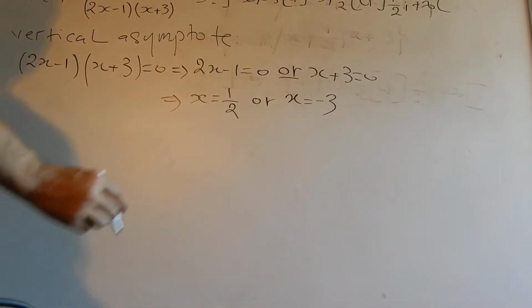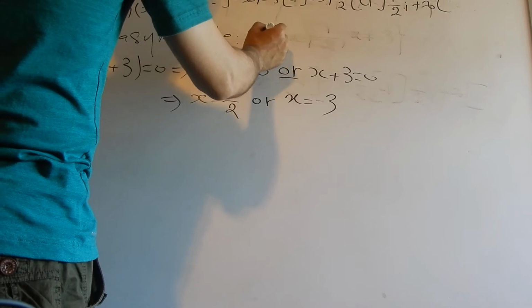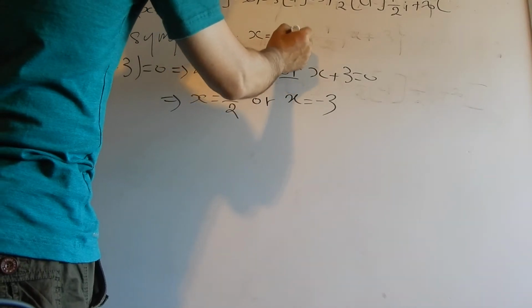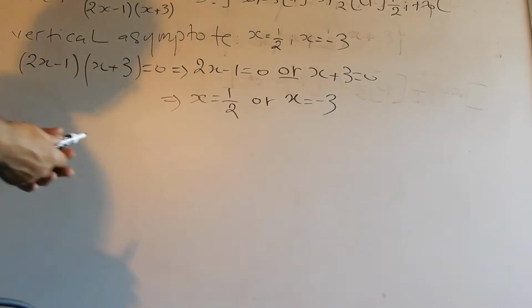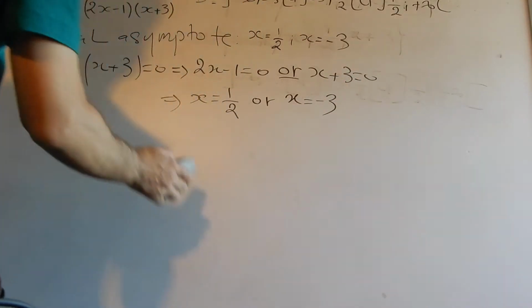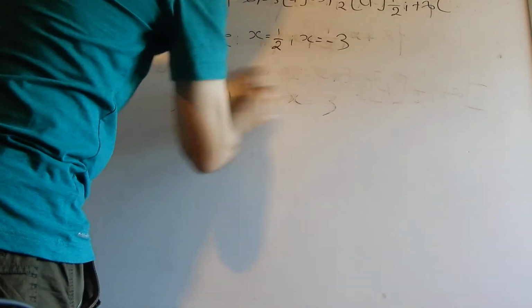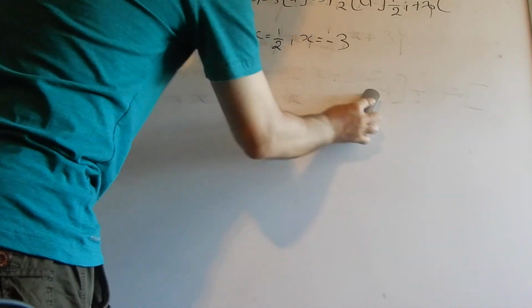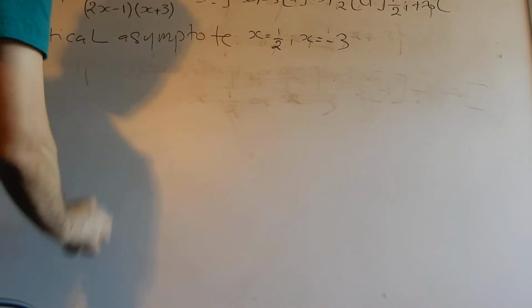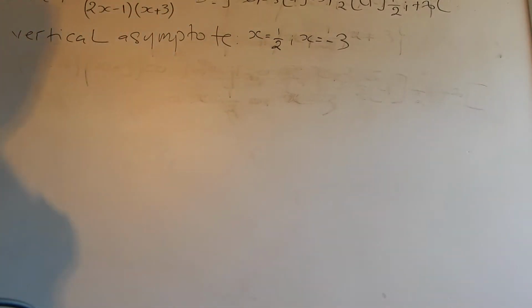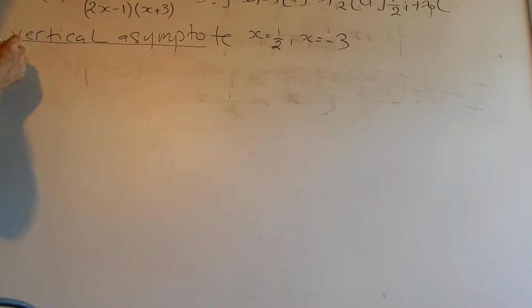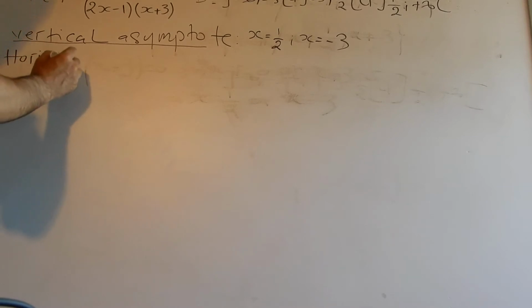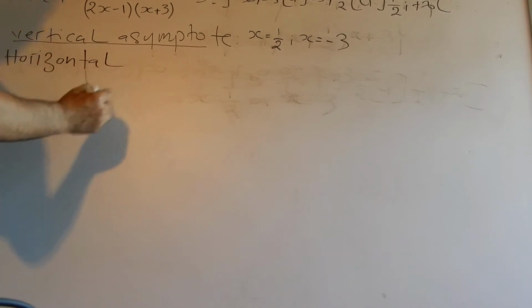So the vertical asymptotes, we have two of them: x equals 1 over 2, x equals minus 3. This is the vertical asymptote. Now we're going to find the horizontal asymptote.